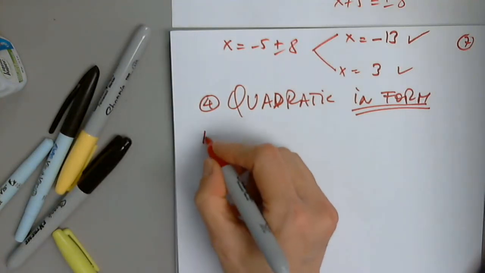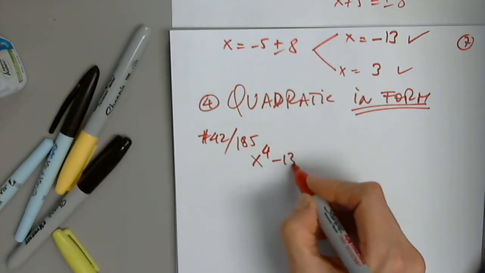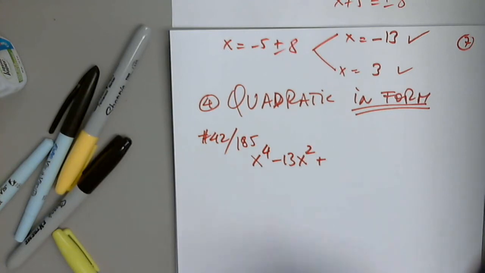Let's look at an example, number 42 on page 185. This is x to the fourth minus 13x squared plus 36 equals 0. You could say this is not quadratic in form, this is a polynomial equation. And I will have to say you're right, it is a polynomial equation. However, I really don't know how to solve it unless it's quadratic in form, because I don't know how to factor something like this with power 4.